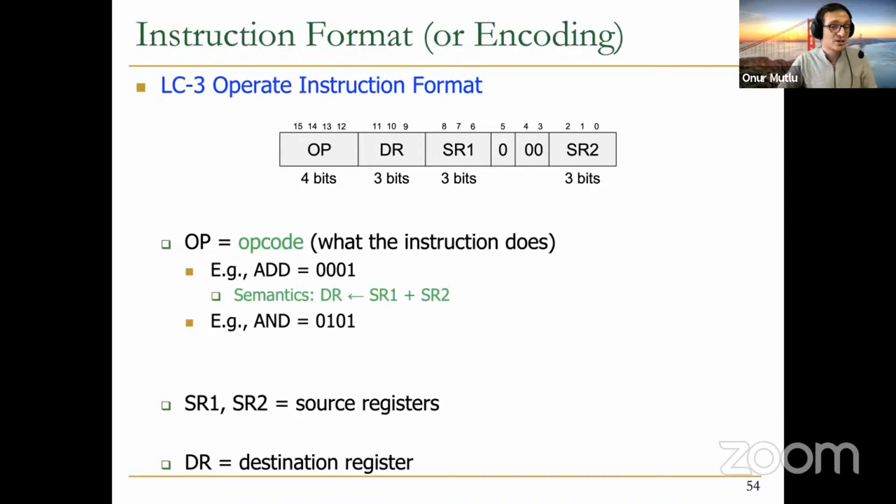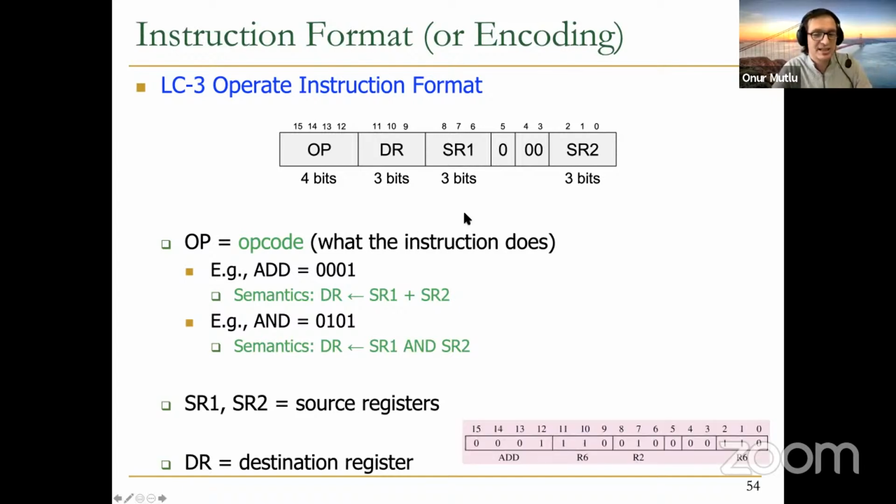And the semantics of the add is to take the value in source register 1, add it to the value in source register 2, and store the result in the destination register. If the opcode is 0101, the semantics simply changes to AND instead of add over here, right? Which makes sense again, right? You could also have OR, XOR, etc. And you could have many different types of operate instructions. And this is an example.